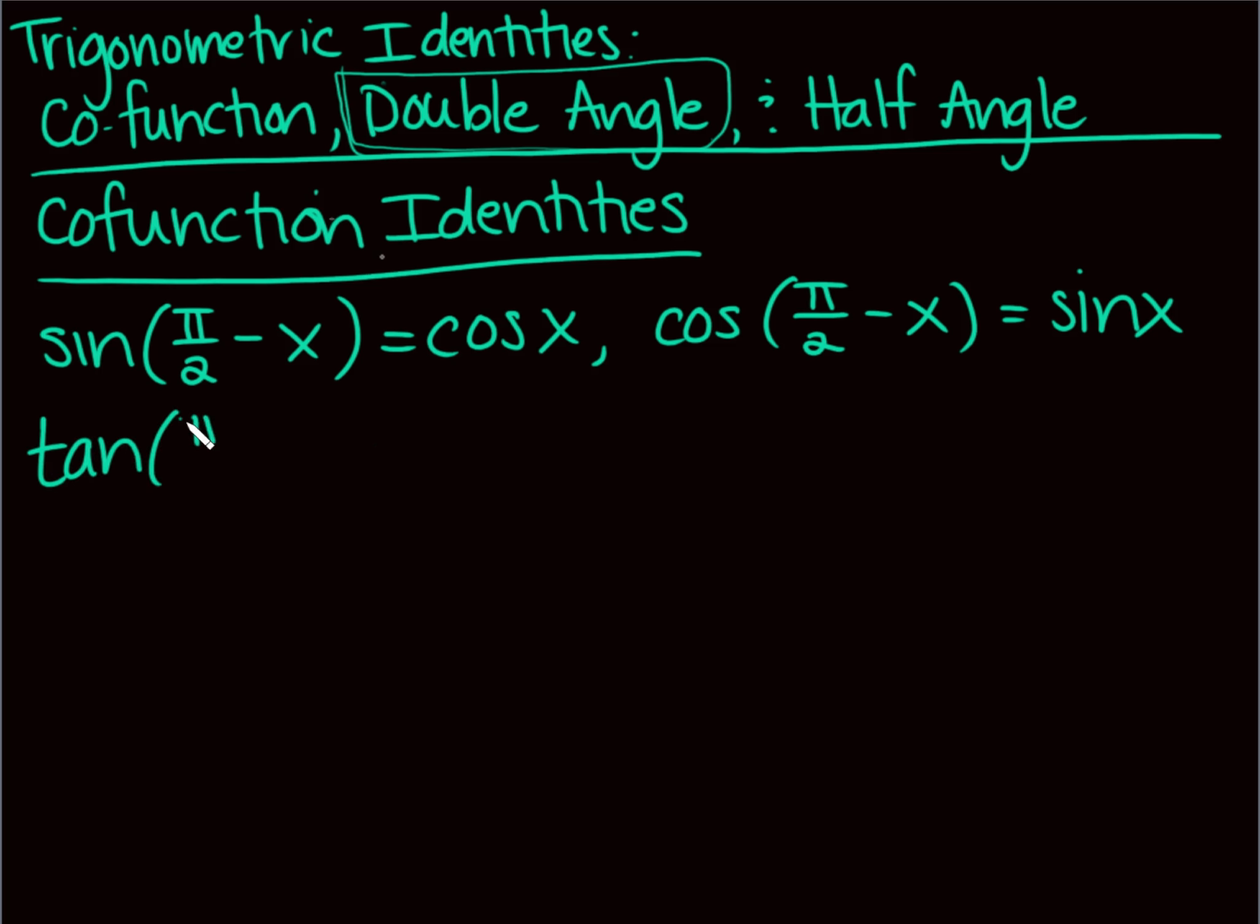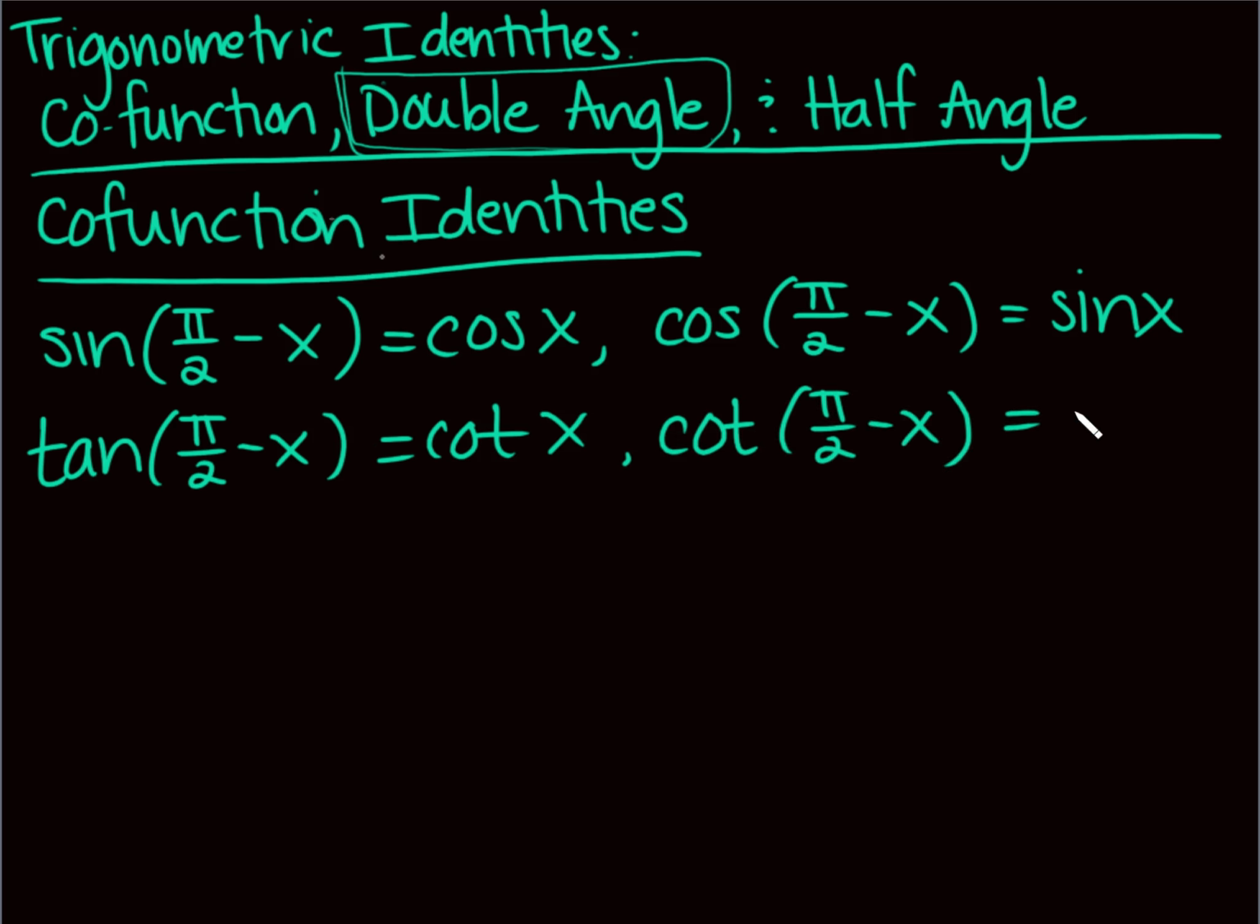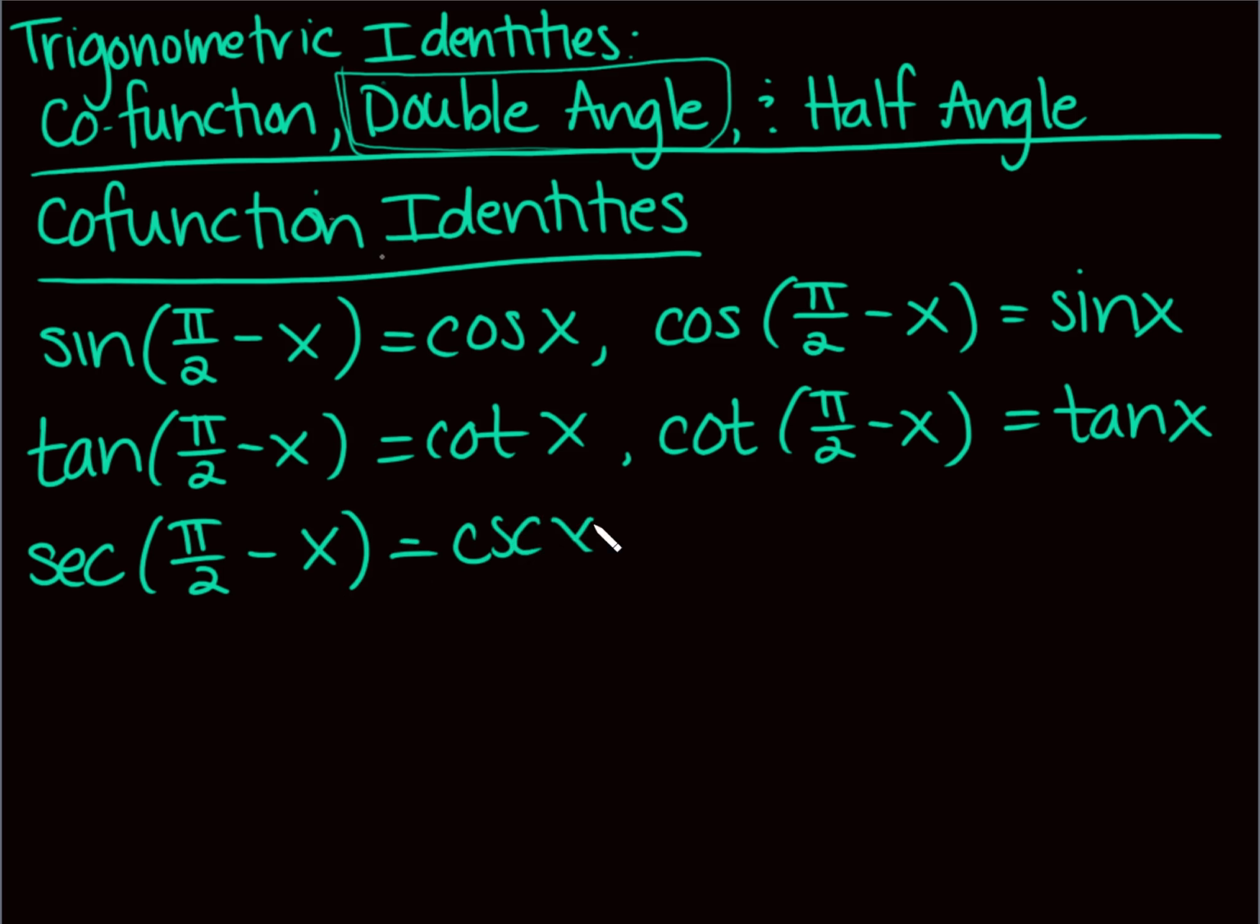Then tangent of pi over 2 minus x is the same as cotangent of x, or we can go the other way. The cotangent of pi over 2 minus any real number x is going to be the same as tangent. And you could prove all these. I'll prove one of them for you, but let's get these all written down first. And then secant, because sine and cosine are cofunctions, it kind of makes sense that secant and cosecant are cofunctions, because those are just the reciprocal functions, right? Cosecant of x and then cosecant of pi over 2 minus x is equal to secant of x.